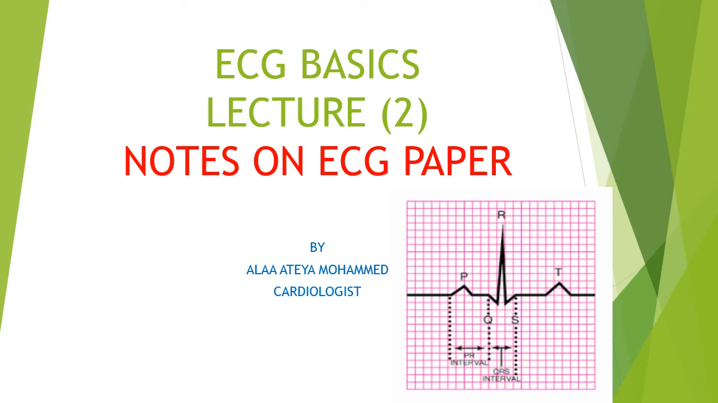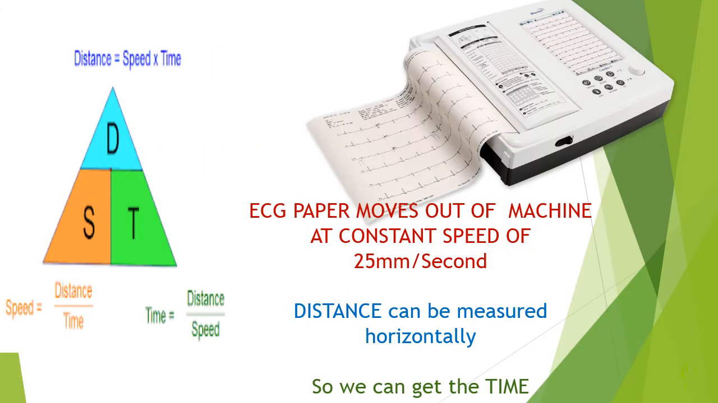This is the second lecture on ECG basics, and before learning how to read the ECG, we need to know some notes about ECG paper calibration, for better understanding. At the start, I want you to remember some physics to understand how to transform the distance measured on the ECG on the horizontal axis into time.